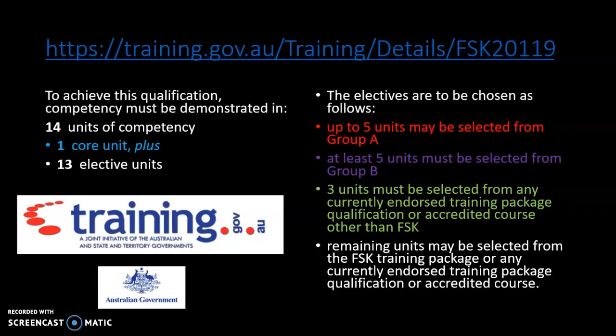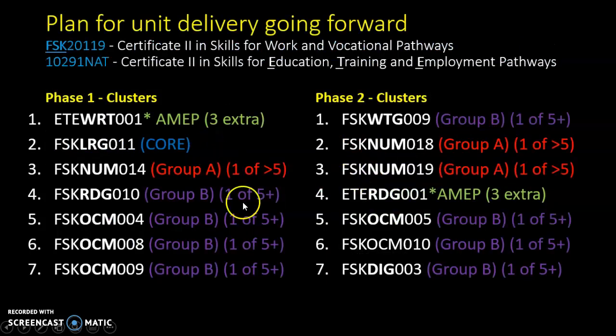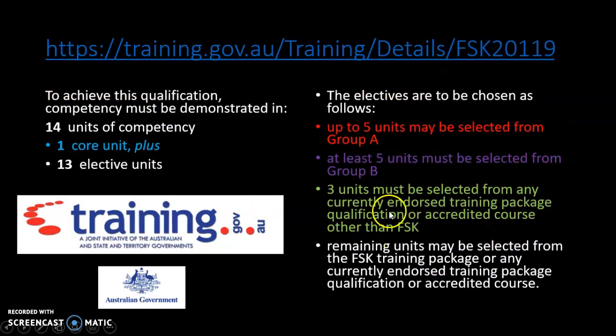It all comes from the certificate offered on training.gov.au, and you can see that I've included the 5 units or less from Group A and the 5 units or more from Group B. You can see that it's all color coded. Then 3 units from the other training qualification. So that would be enough for them to get that.